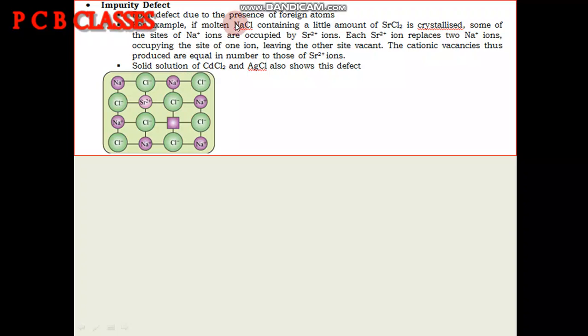Remember that if strontium chloride is added to NaCl, then the defect generated will be an impurity defect, and similarly if cadmium chloride is added to AgCl, then the defect will be an impurity defect. That's all with the impurity defect.